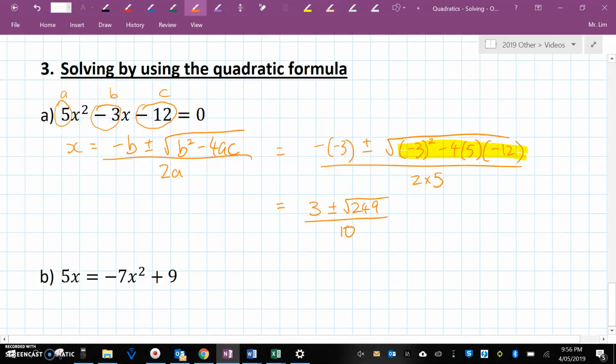There are actually two answers. The first answer is 3 plus root 249 over 10. And the second answer is 3 minus root 249 over 10. Okay, so technically you can just leave it like this. That is called exact form.